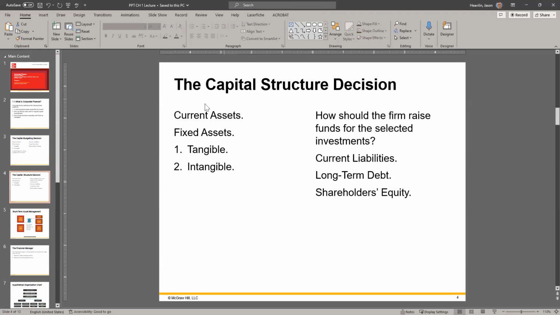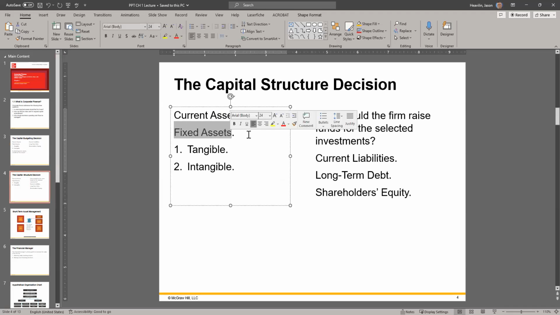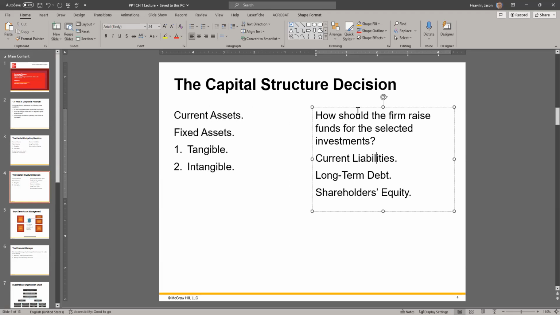Then the next question is, we're going to buy things that we're going to list here, but over here is where we get the money: liabilities, debt, equity. You can issue stock to raise capital, so that's your shareholders' equity. You can borrow money, sell bonds, for example, commercial loans, and that is your long-term debt. So this is how you get the capital.